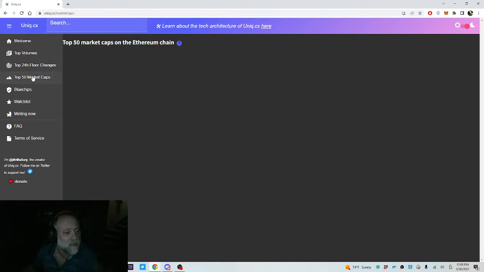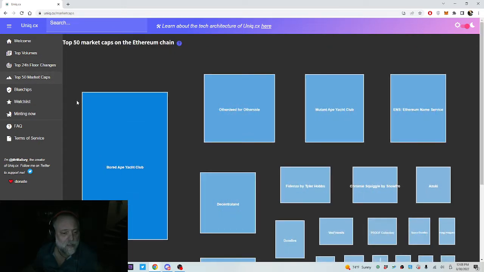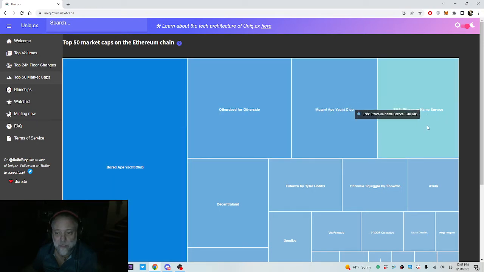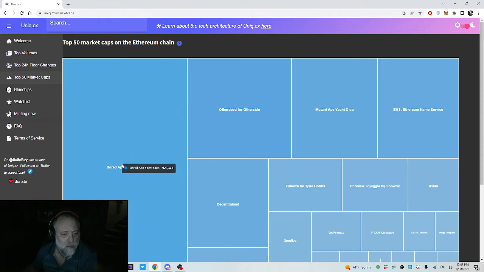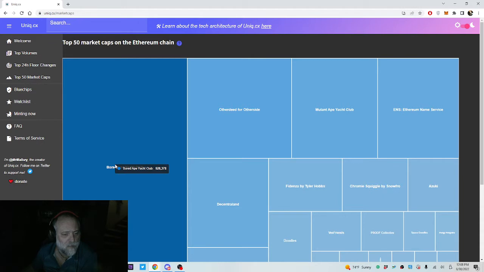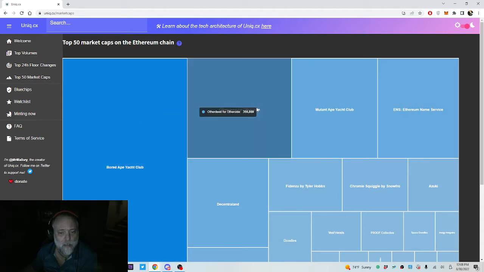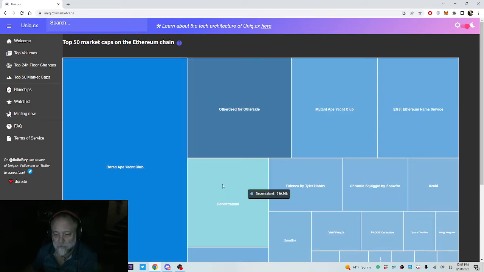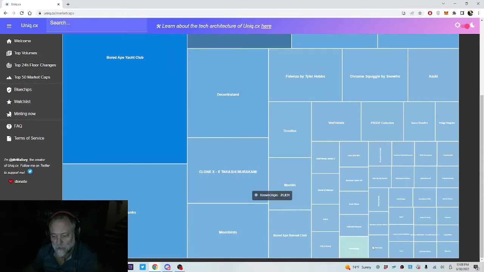Then we come to the top 50 market caps. Should be the normal ones. Yep. Bored Apes, Mutant Apes, ENS, Other Deeds. You can actually click right on them and it'll, I believe, no, it doesn't take you right to it. Okay. It just gives you the amounts of the market caps. So if you're wondering about any of the ones that you're into, it comes all the way down to this very bottom one, Mooncats. I remember Mooncats a long time ago.